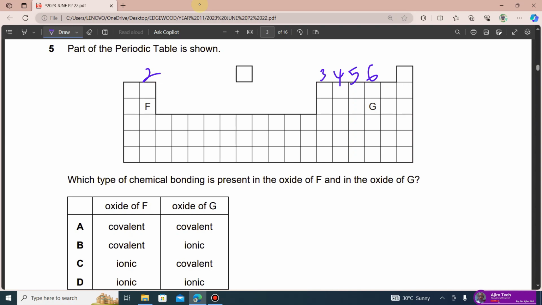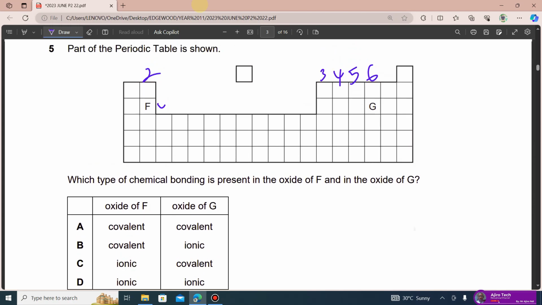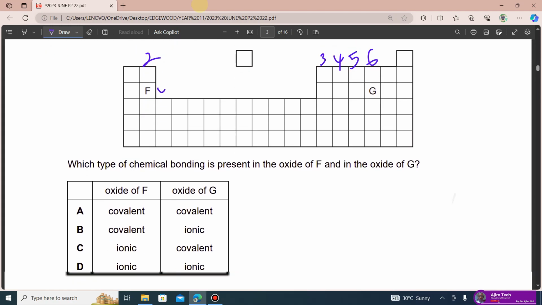So, what kind of oxide is formed between a group 2 metal and a non-metal? What kind of oxide does F form and what kind of oxide does G form? So group 2 is a metal, and in group 6, G is more like a non-metal. Okay, so we want to see what type of chemical bond is present in the oxide of F and in the oxide of G.